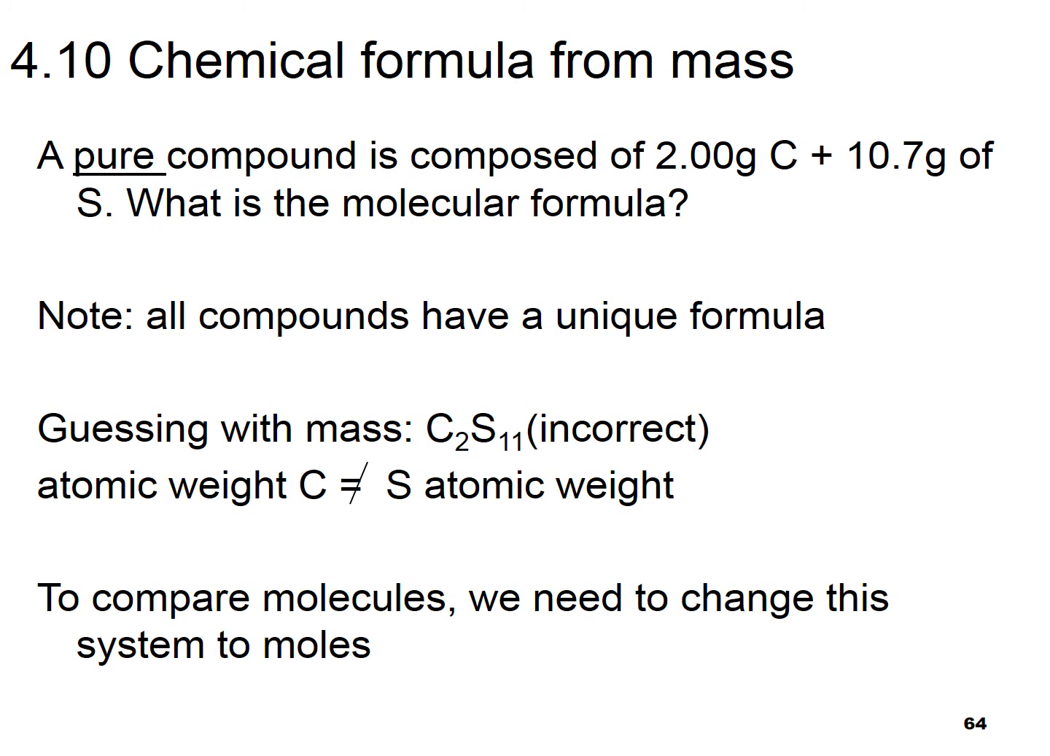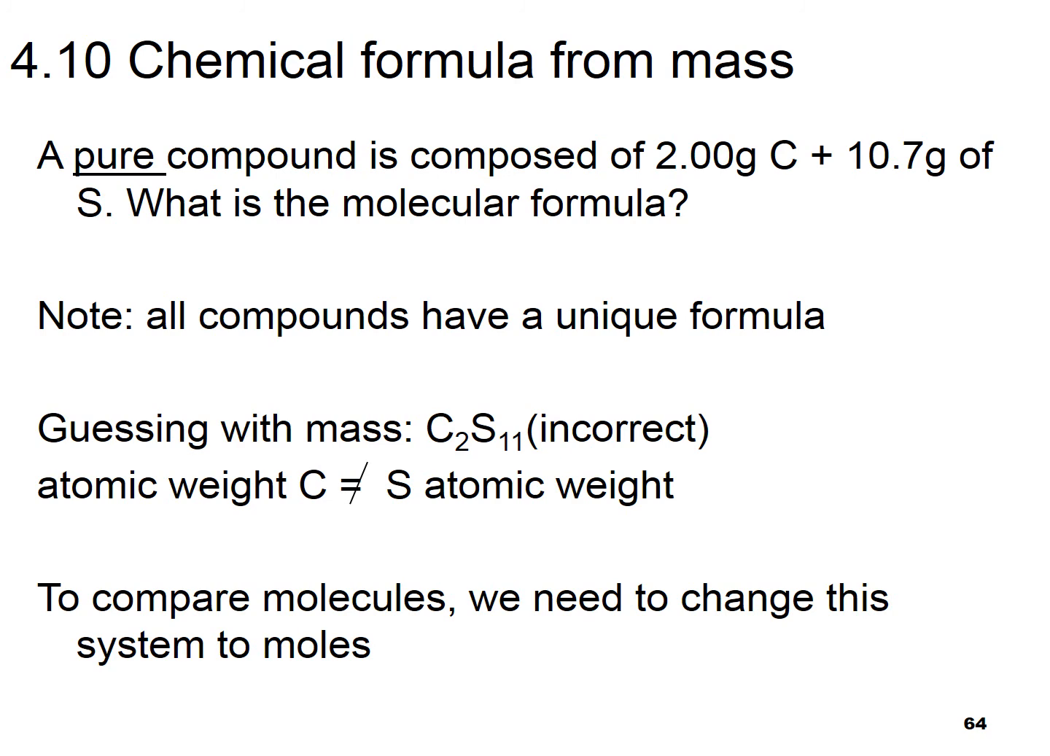Okay, so what we're going to try and do here is figure out the molecular formula of a compound based on what we know about the mass of this compound. So, for example, we happen to know that a pure compound is made up of 2 grams of carbon and 10.7 grams of sulfur. So what is the molecular formula?